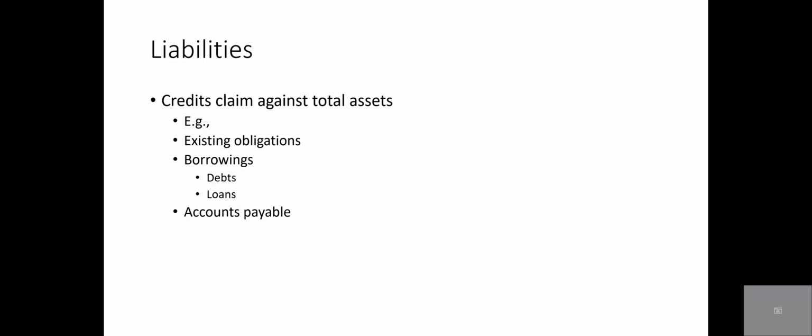Liabilities. Liabilities are the credit claims against total assets. For example, we buy something from our suppliers, but we don't pay them in cash. We pay them later, and that's accounts payable. Or borrowings: for example, we need to borrow money from individuals or from banks, referred to as debts and loans.